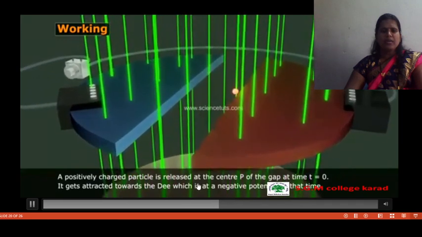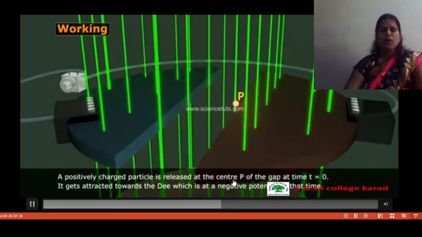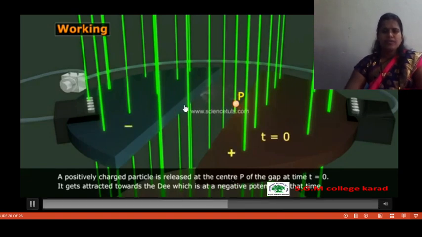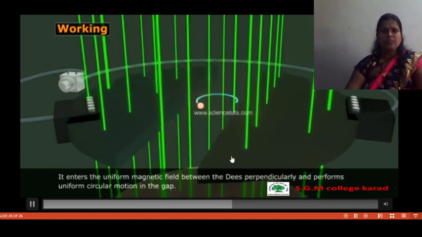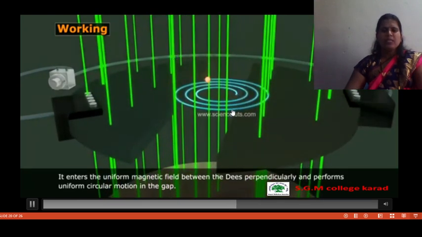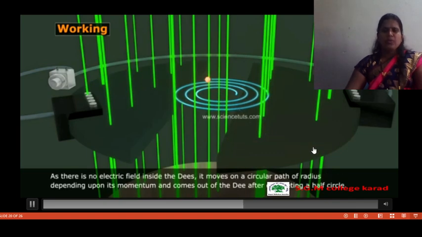The positively charged particle is released at the center P of the gap at time t = 0. It gets attracted toward the D which is at negative potential at that time. It enters the uniform magnetic field inside the D, perpendicular to it, and performs uniform circular motion. There is no electric field inside the Ds. It moves on a circular path of radius depending upon its momentum.